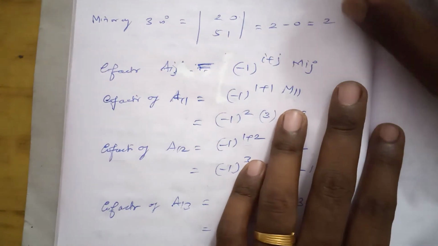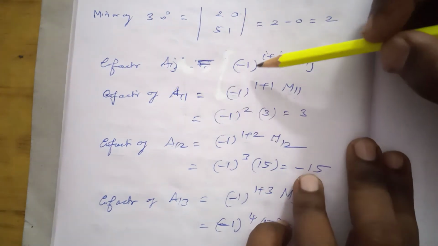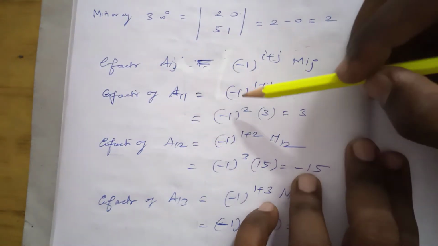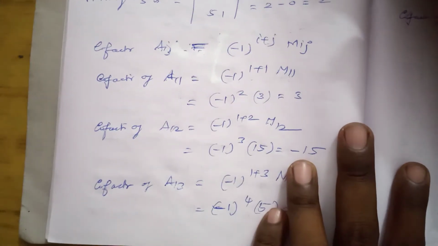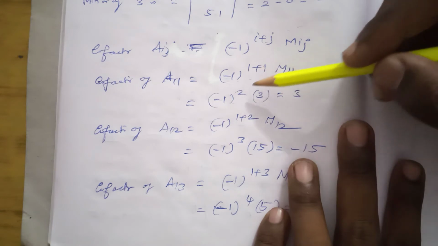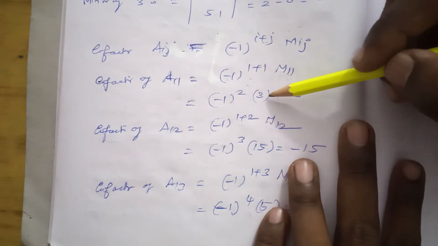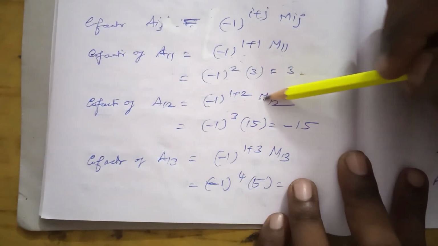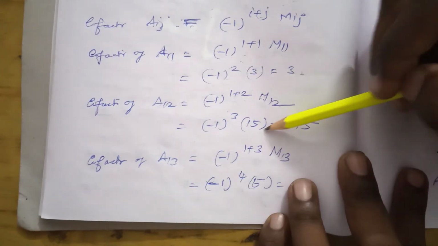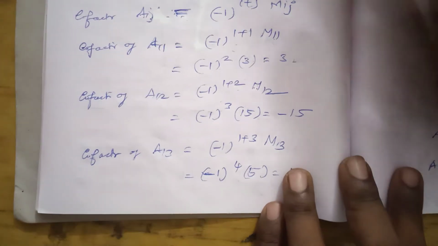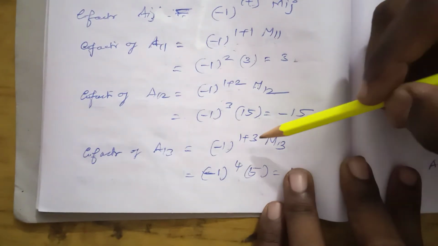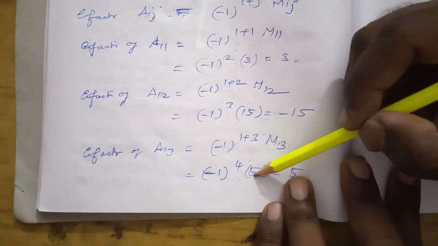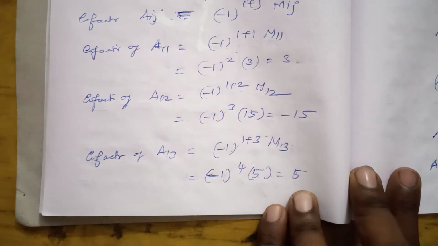Next we have to compute the cofactor of this matrix. Cofactor of aij equal to minus 1 power i plus j into Mij. Cofactor of a11 is minus 1 power 1 plus 1 into M11. So minus 1 whole square into 3 equal to 3. Cofactor of a12 equal to minus 1 power 1 plus 2 into M12, minus 1 whole cube into 15 equal to minus 15. Cofactor of a13 equal to minus 1 power 1 plus 3 into M13, minus 1 power 4 into M13 value is 5. So value is 5.